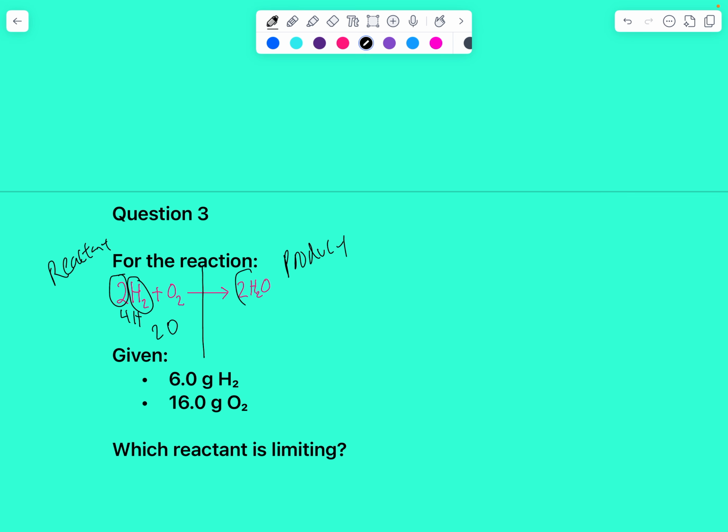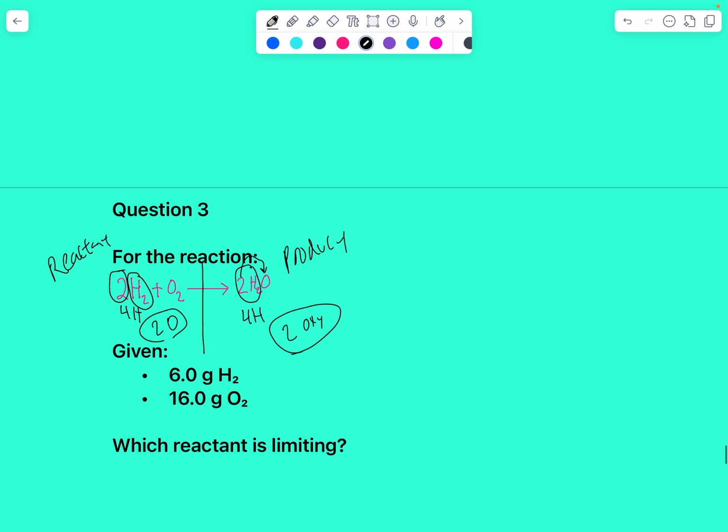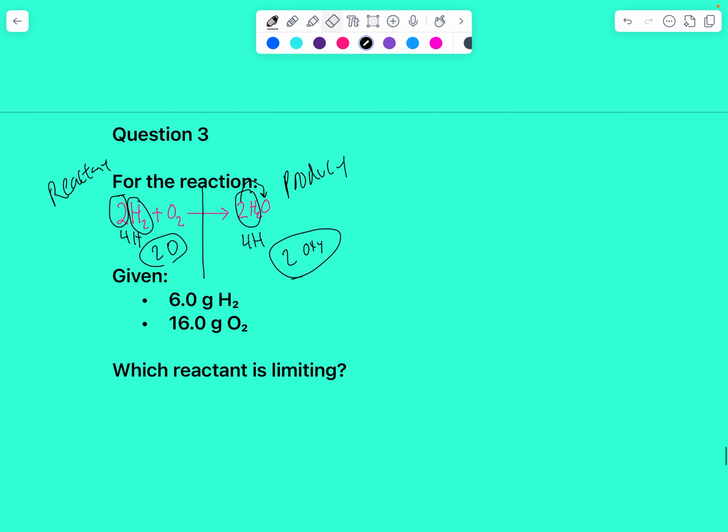Here, I have 4 hydrogens. The 2 is multiplied to the oxygens. I have 2 oxygens. There's a plus sign, so this 2 does not get multiplied to that oxygen. So I have 2 oxygens and 2 oxygens, and 4 hydrogens, so we're balanced. They're asking which reactant is limiting, so let's try to figure that out.